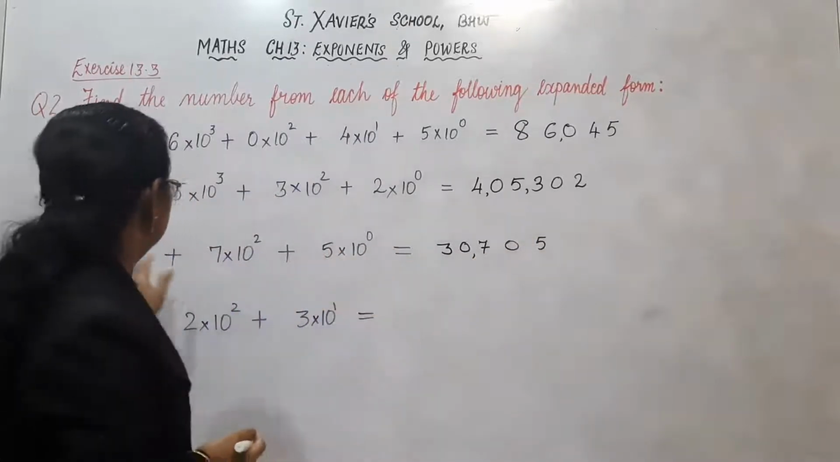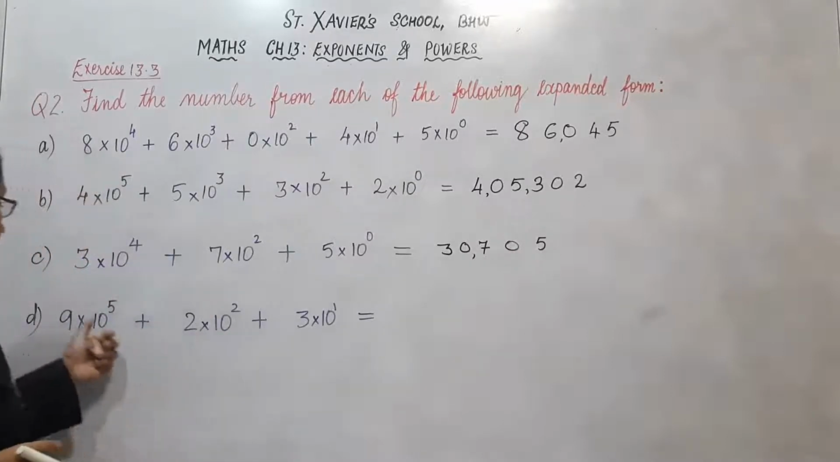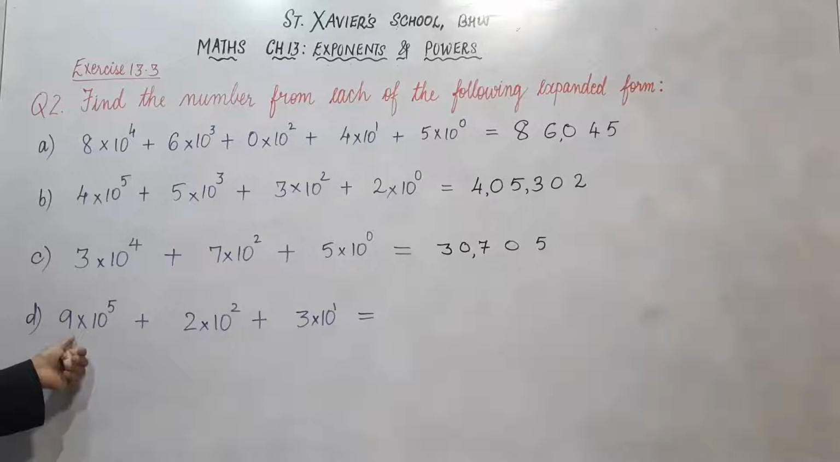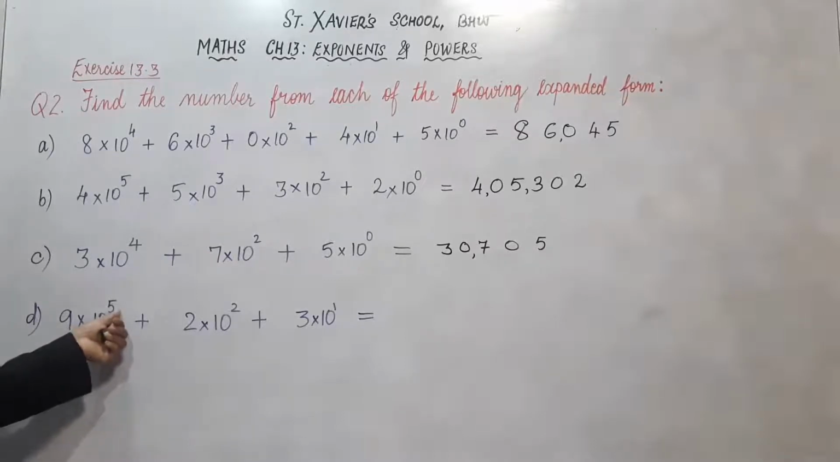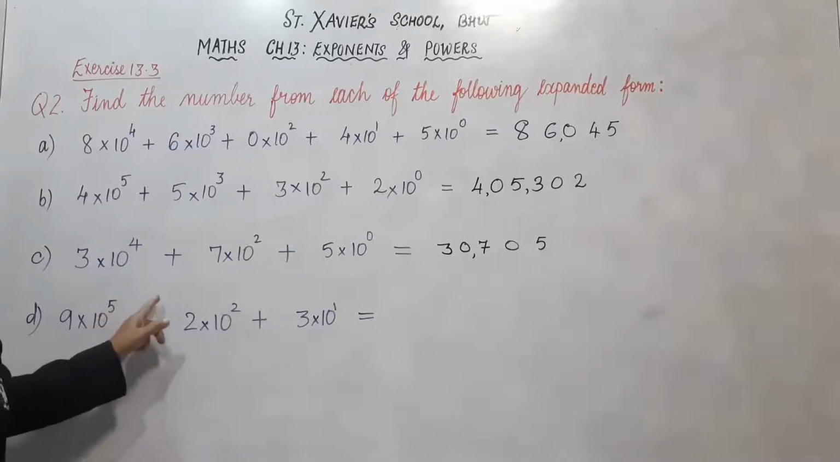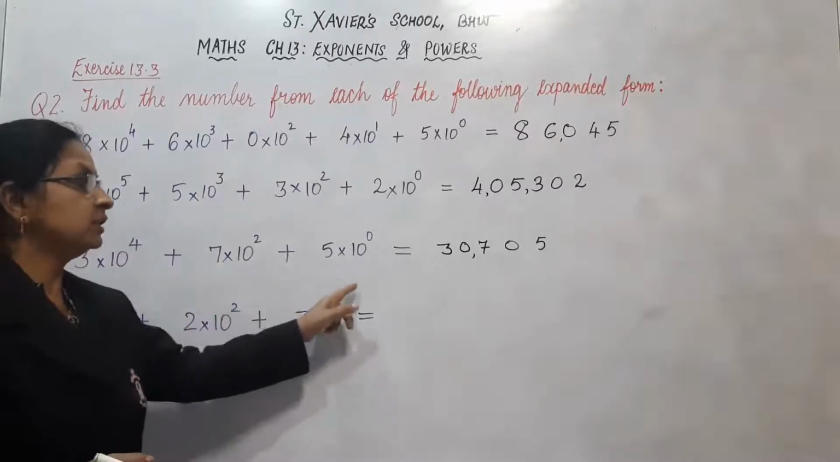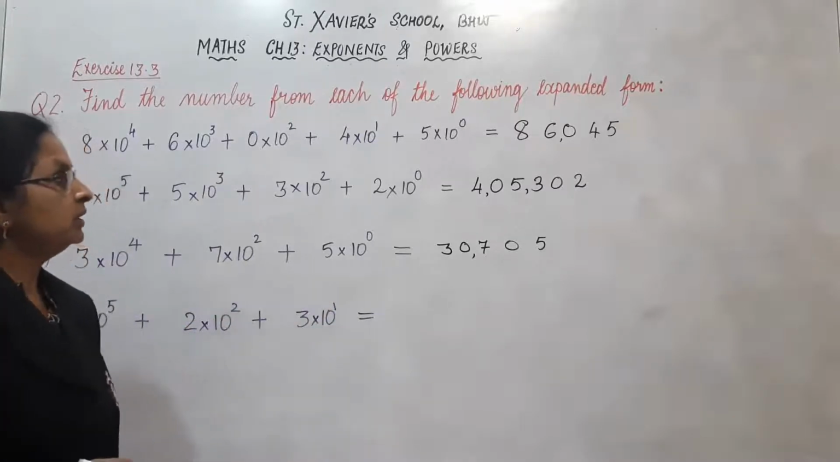Total 5 digits are there. 30,705. And the last question, 9 into 10 raised to 5. First power is 5. There will be 6 digits. After 5, 4 and 3 are missing. Then 2 is there, 1 is there and 0 is missing. So we have to put 0 also there.